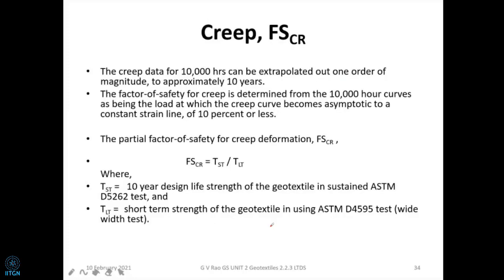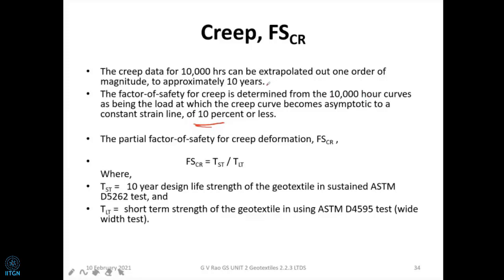And if you really think that now the creep data for 10,000 hours can be extrapolated by one order of magnitude, approximately 10 years. That means one log cycle we can extrapolate. The factor of safety for creep is determined from the 10,000 hour curves as being the load at which the creep curve becomes asymptotic to a constant strain line or 10% less. Okay, obviously we are extending to 10 years only.